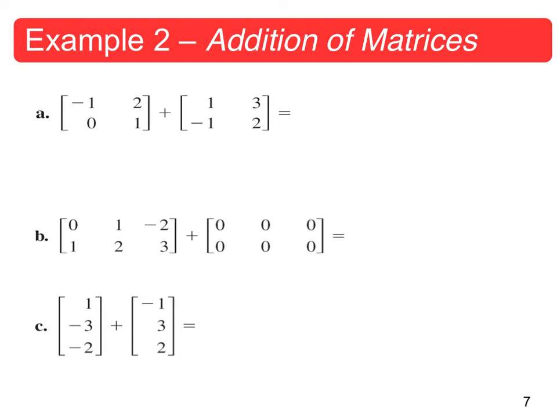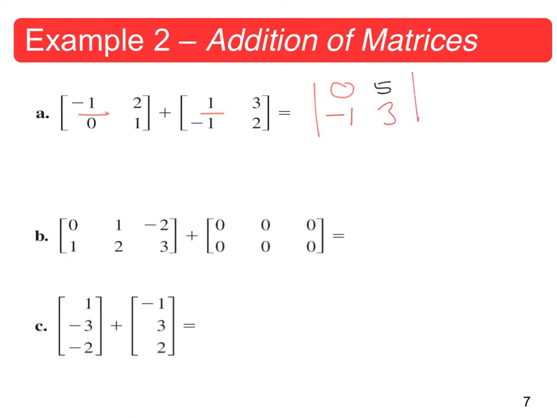And so in our first example, remember, we match up the elements that are in the same row and same column. So negative 1 is going to pair with this positive 1 in my new matrix. Negative 1 plus 1 is 0. Here I have this 2 and a 3 that's in the same row, same column. So 2 plus 3 is 5. And now we have 0 plus negative 1, so that's negative 1. 1 plus 2 is 3.